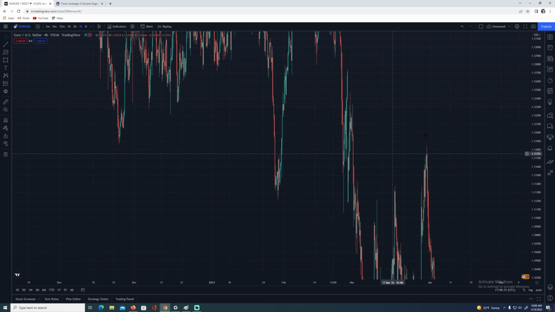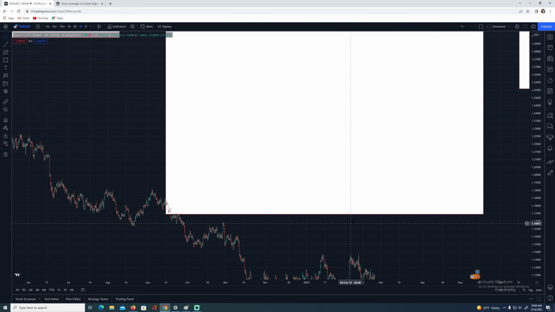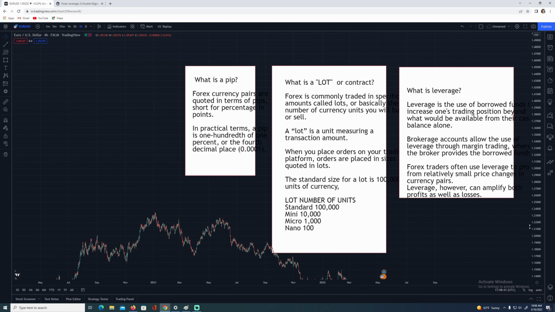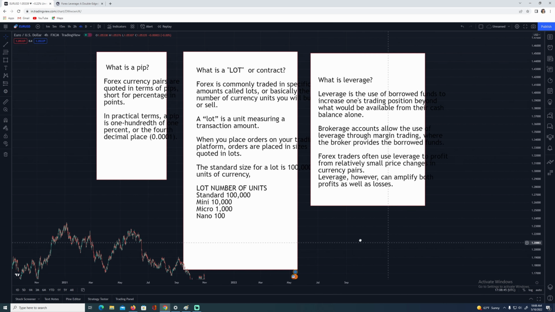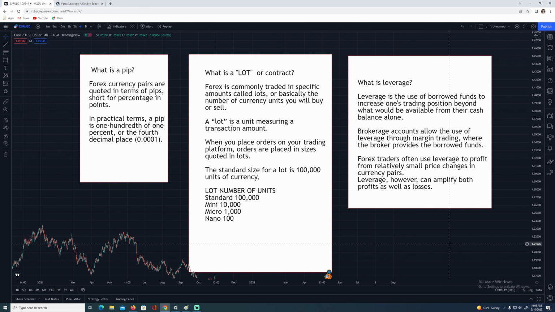We have up here. Gotta zoom in, zoom out a lot. Okay, hopefully everything is still in. Let's just fit that into the screen. Okay, now we know what pips are.